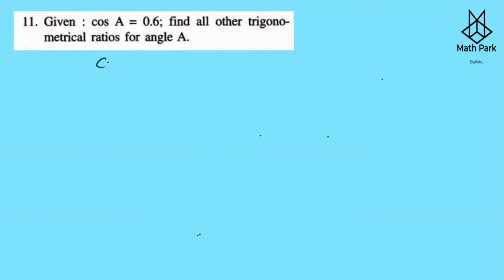Again, you are given cos A is equal to 0.6. So 0.6 can be written as 6 upon 10. So 6 upon 10 can be simplified, which we get as 2 3s and 2 5s. So this is 3 upon 5. Then let us draw a right triangle again, where A is an acute angle.